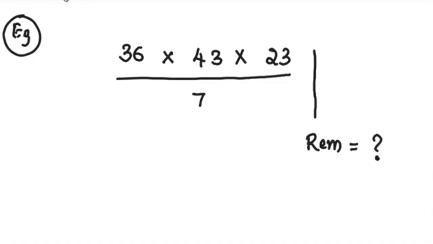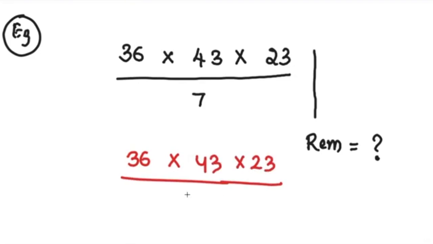Very good. Kalyani is saying 2. So how can we do this calculation? Very simple. 36 into 43 into 23, this is divided by 7. So what is the remainder is the question. Yogita, Manideep, Kalyani, Vinit, good response from you.